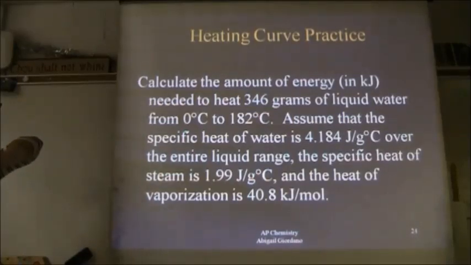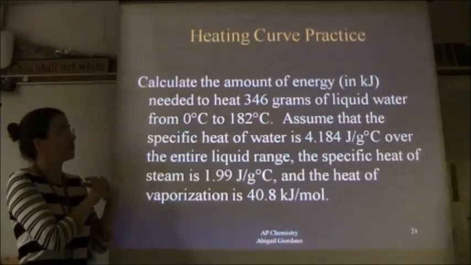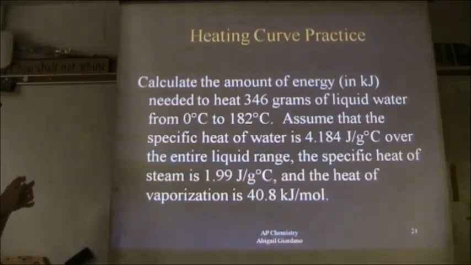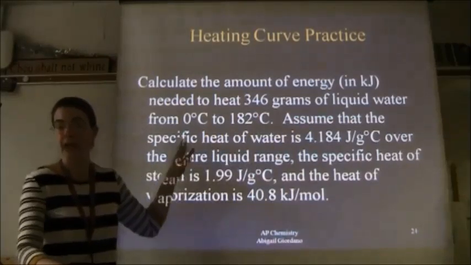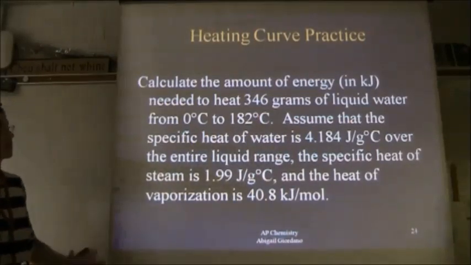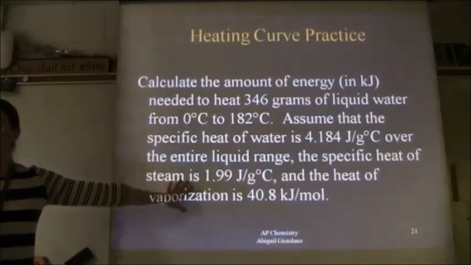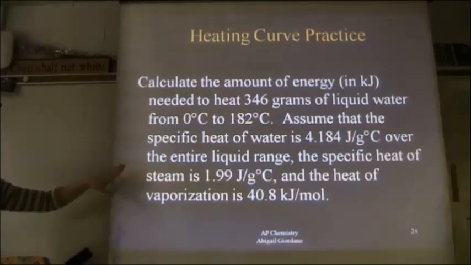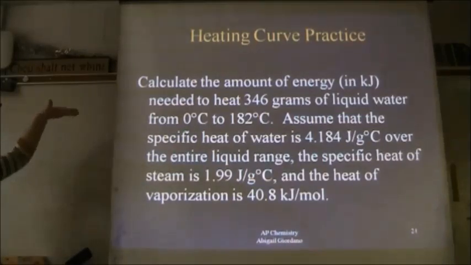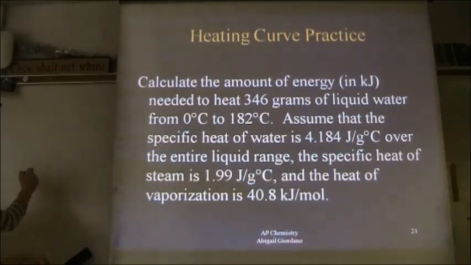Problem says, calculate the amount of energy in kilojoules needed to heat 346 grams of liquid water from 0 degrees to 182. And then they give us a bunch of other extra information that we will need later on. My suggestion when tackling a problem like this is draw out that stair-step energy curve. Do a quick sketch.